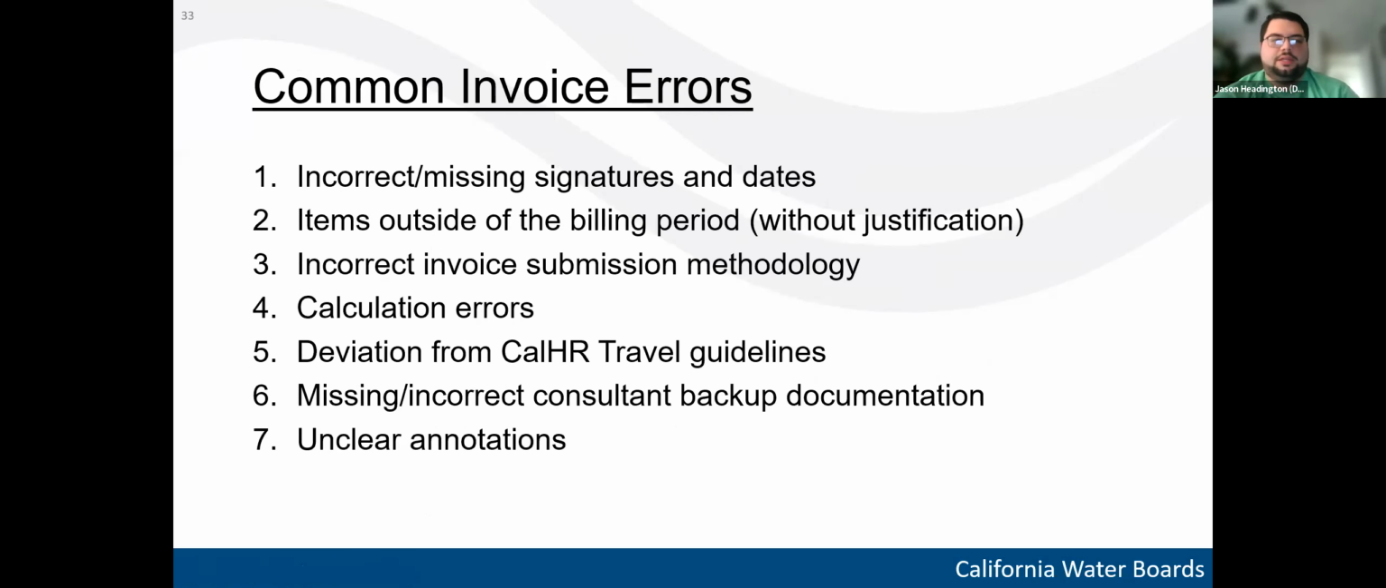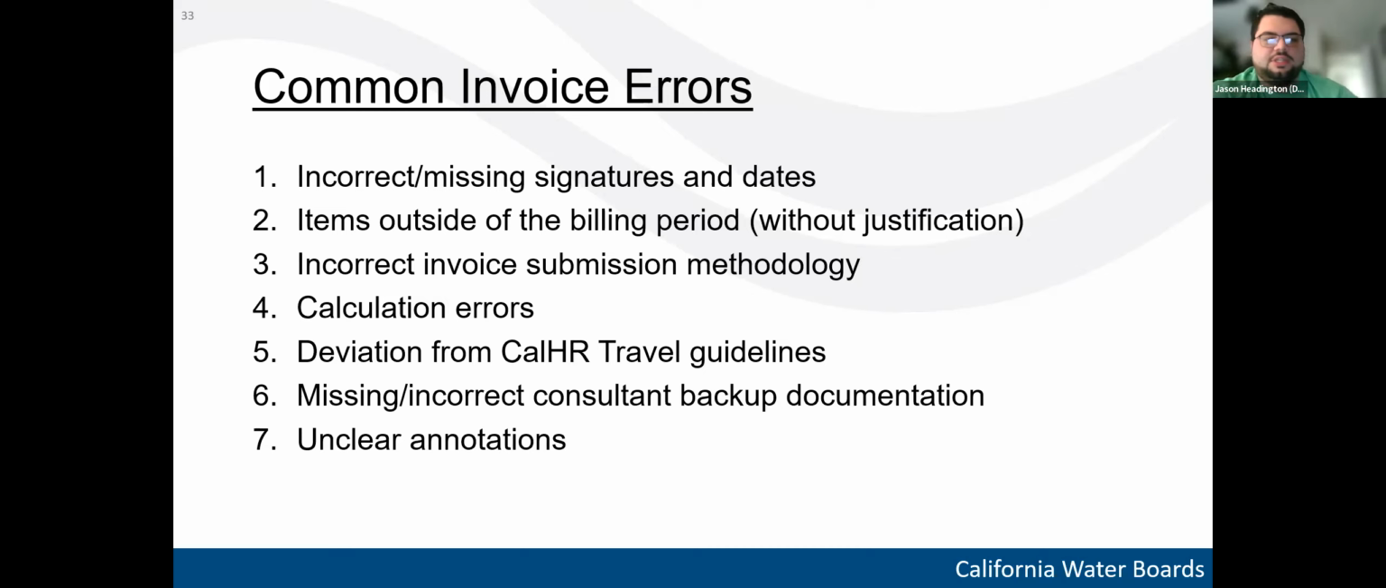And so here are some common invoice errors that are found during the review. The first being incorrect or missing signatures and dates on the invoice. So if there's any incorrect or missing signatures, then that needs to be corrected before the invoice can be approved. Oftentimes that's a dispute item.